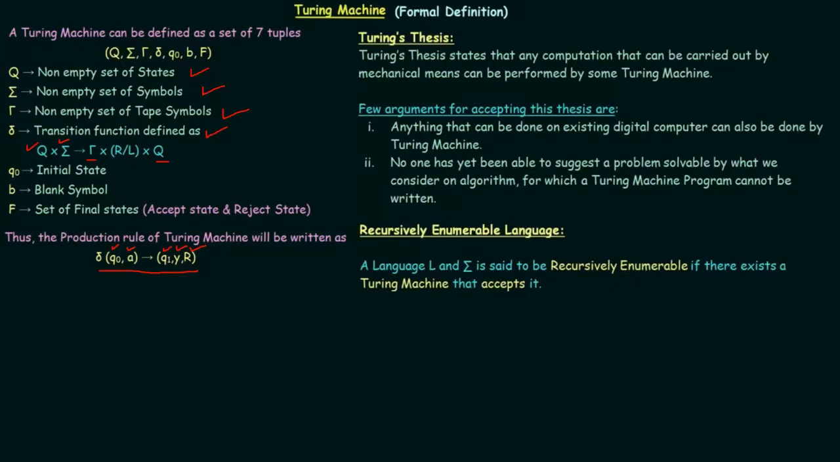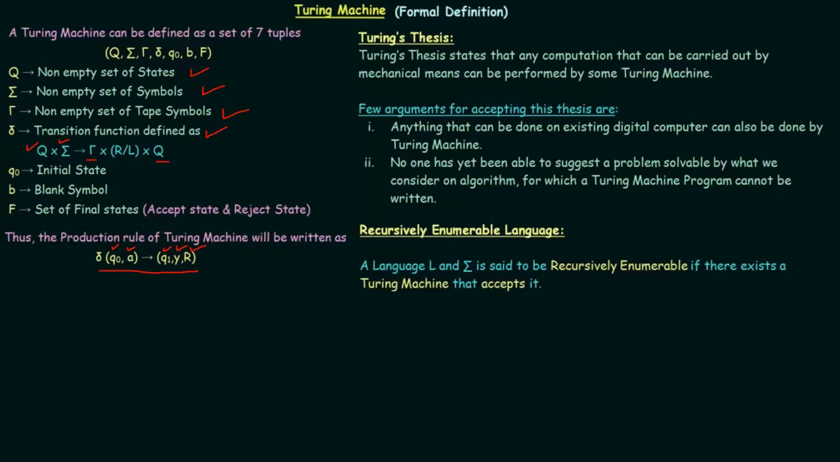Now, the Church-Turing thesis, we need to know about this also. It states that any computation that can be carried out by mechanical means can be performed by some Turing machine. So whenever you are talking about any computation that can be done using any computer, that can be done using a Turing machine. Take any computer programming language and you can check the acceptance, rejection or going into loop using a Turing machine. Anything that can be done on an existing digital computer can be done using a Turing machine. And no one has been able to yet suggest a problem solvable by what we consider an algorithm for which a Turing machine program cannot be written.